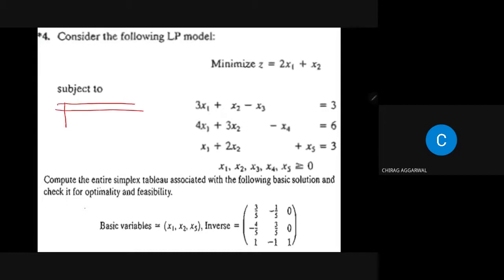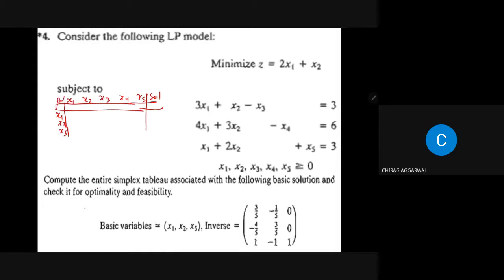The entire simplex table means we have the variables x1, x2, x3, x4 and x5, and on the right hand side we have the solution. Compute the entire simplex table associated with the following basic solution and check its optimality and feasibility. The basic solution given is x1, x2, x5. So now you have to write all the entries.